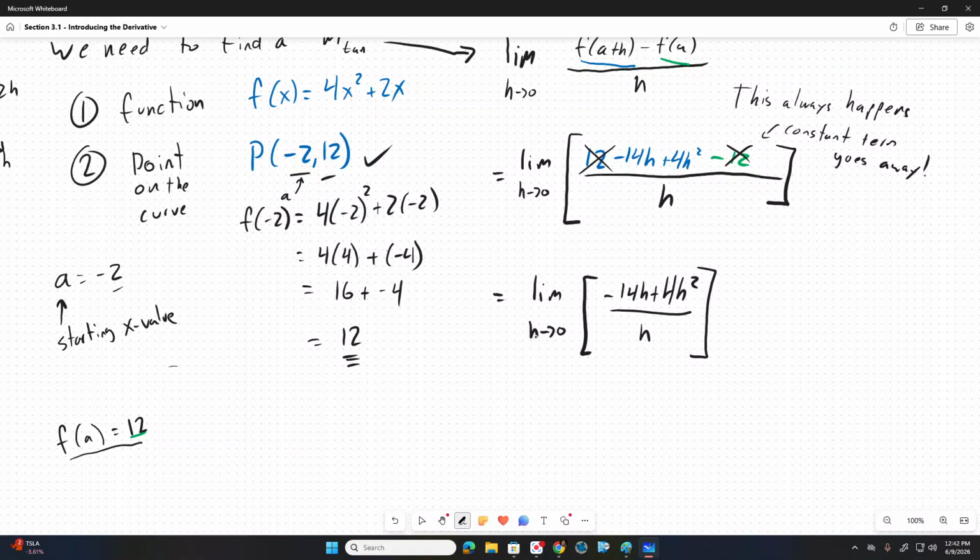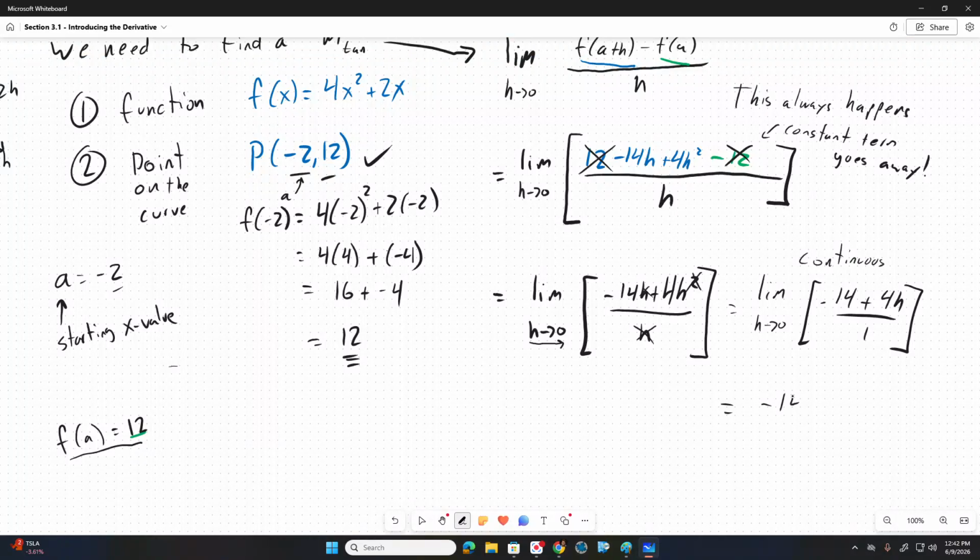And reminder, h is approaching 0, but it doesn't equal 0, which means I can divide this h from this h. So this becomes the limit as h approaches 0 of negative 14 plus 4h over 1. This is now continuous, so we can just plug in h equals 0. So this becomes negative 14 plus 4 times 0 over 1, or negative 14. So, what exactly is negative 14? It is the slope of the tangent line.